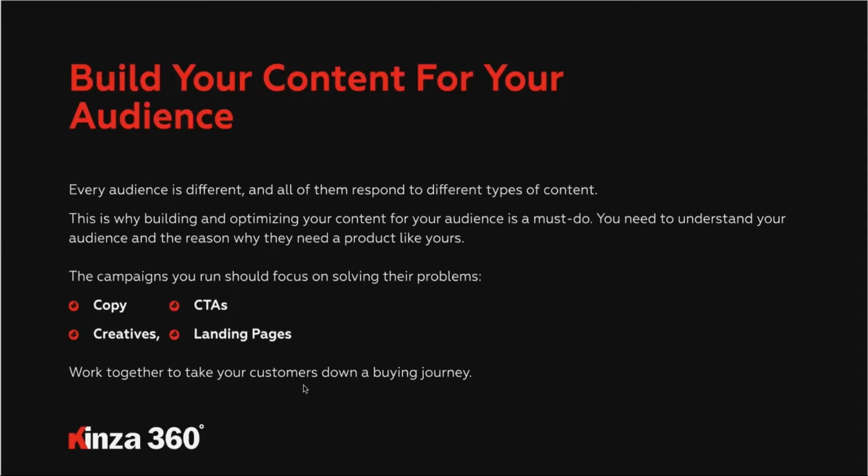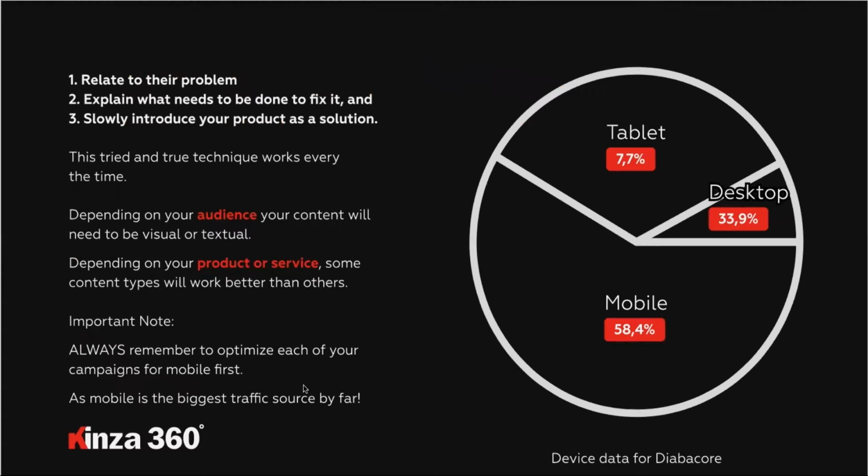You need to understand your audience and the reason why they need a product like yours, right? The campaign you run should focus on solving their specific problems. The copy, the creative, the CTAs, the landing pages, all the above mentioned items, they need to work together to take your customer down a buying journey. So even your content should really be focusing on your audience.